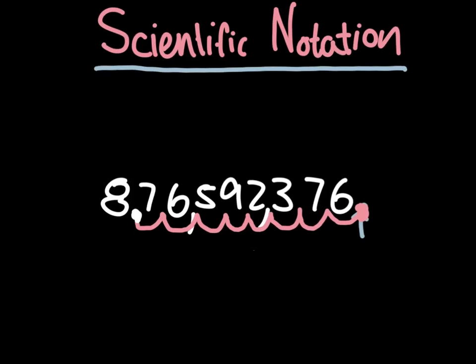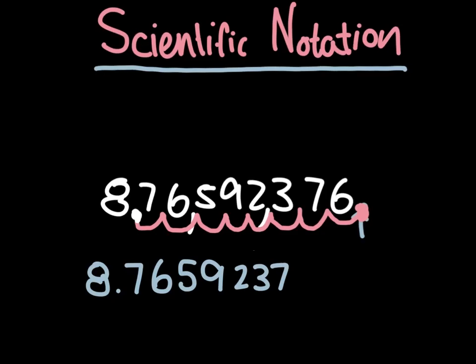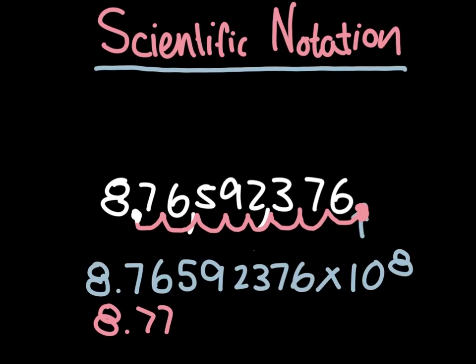So how we would express this is 8.7. You typically just want to keep 3 numbers, but if you were to write out the whole thing, 8.7659237, and we said it was 8 over, so it'd be 10 to the 8th power. We could really shorten this up and say that it was 8.77 times 10 to the 8th power, if we wanted to.